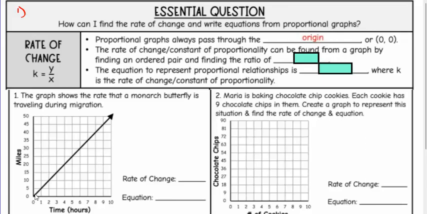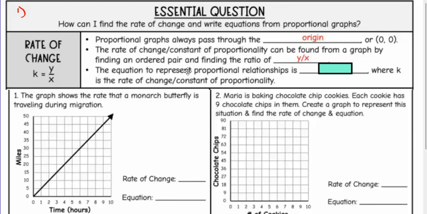All right. So proportional graphs always pass through the origin, or 0, 0. If you remember that first video we watched, it always has to start at 0, 0. If it doesn't, then it is not proportional. Okay. So make sure to write that down. The rate of change, or the constant of proportionality, those are the same things. I'll kind of use both of them. It can be found from a graph by finding an ordered pair and finding the ratio of the y over x. The y over x.